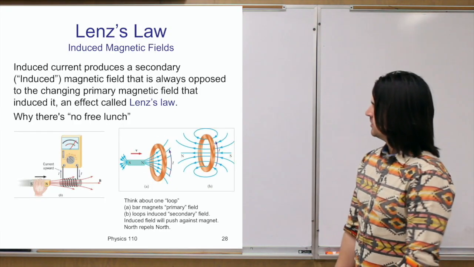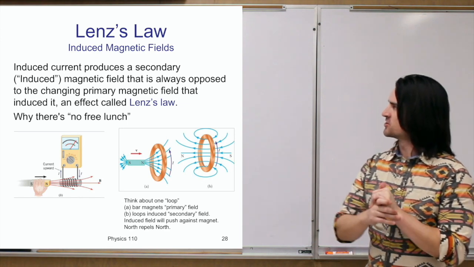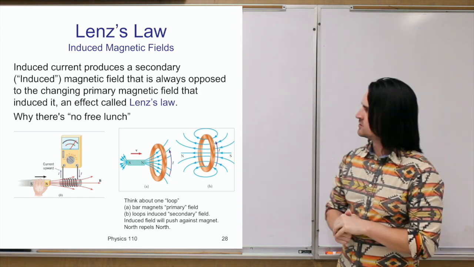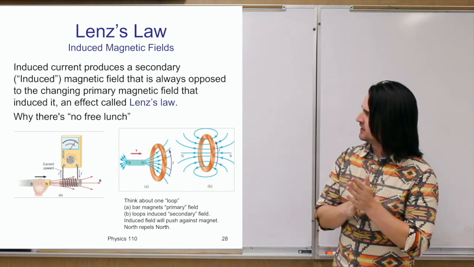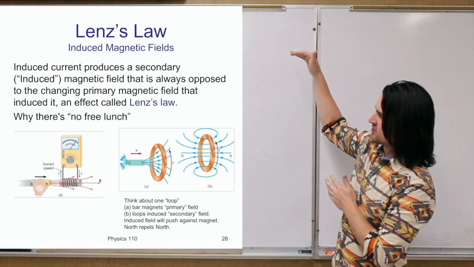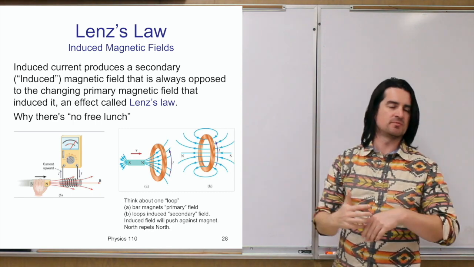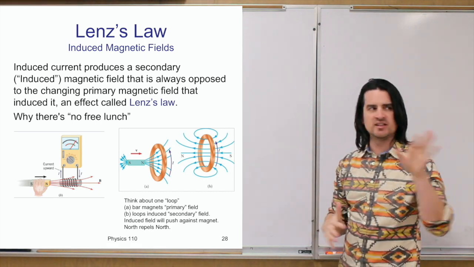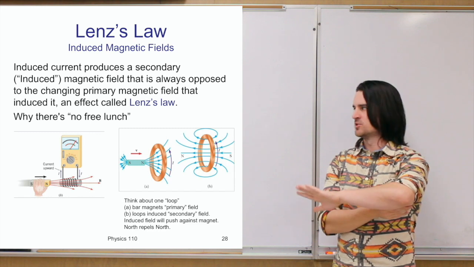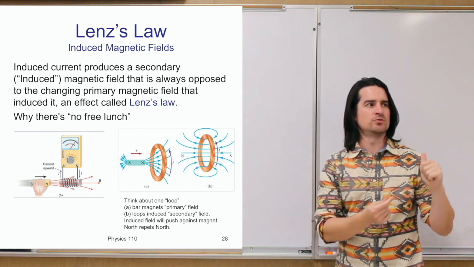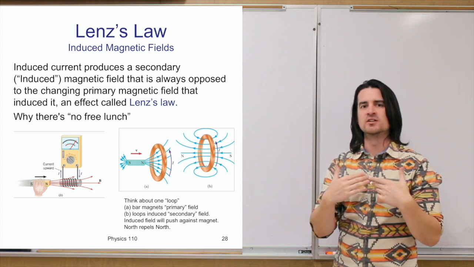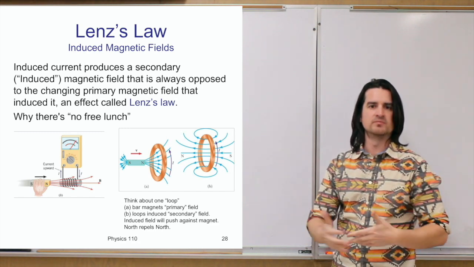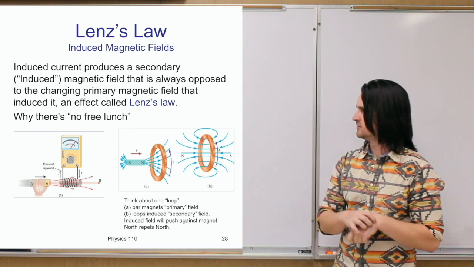Okay, so the final topic here is what's known as Lenz's law. This is another law that has to do with electromagnetic induction. And I put here that Lenz's law is basically about induced magnetic fields. I hinted at that earlier, when we were talking about this no free lunch thing, where if you induce current to flow, then you're also inducing a new magnetic field that arises from that current.